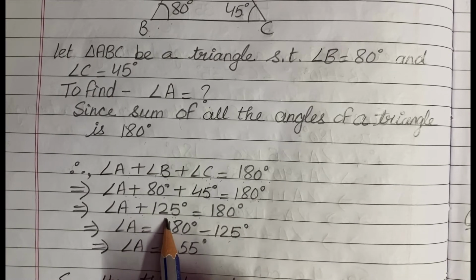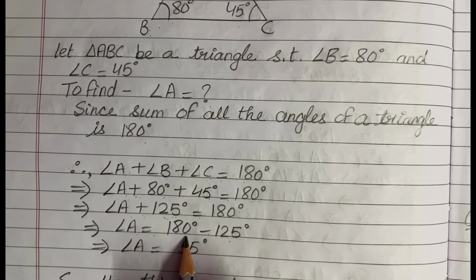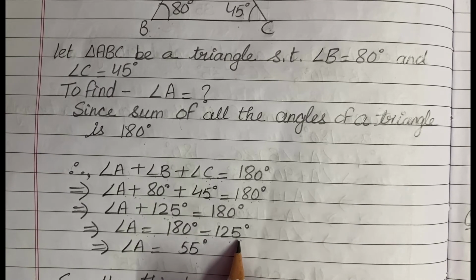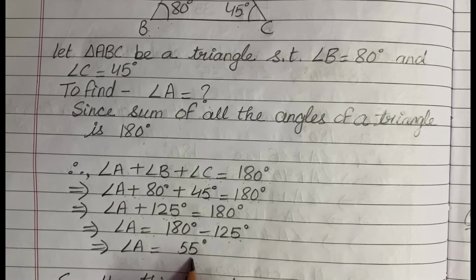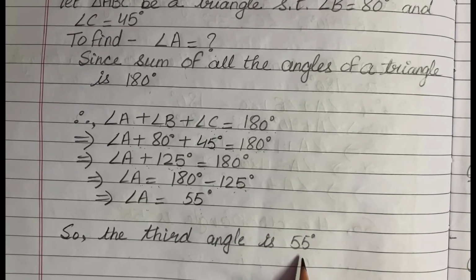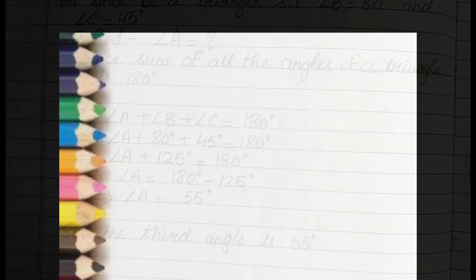Now this 125 degree is positive here. On shifting, it will be negative. So this means angle A is equals to 180 degree minus 125 degree. And on solving this, we will get our angle A as 55 degree. So the third angle is 55 degree. Hopefully it is clear to you.